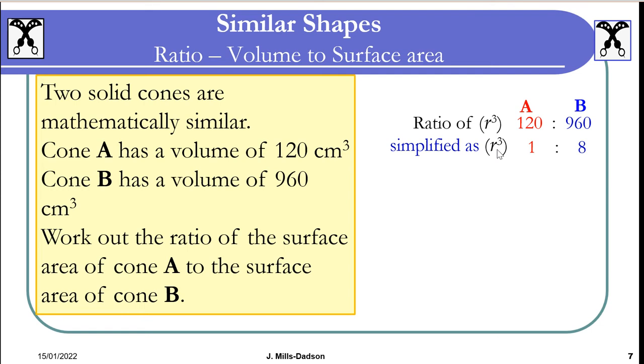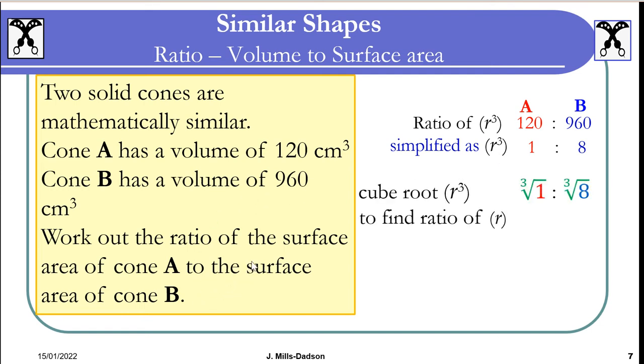I can't change it, I need to get to surface area. So what I need to do is to get to R. To get to R, I need to find the cube root of R cubed. So the cube root of 1 and the cube root of 8 gives me 1:2. So this is the ratio of length.